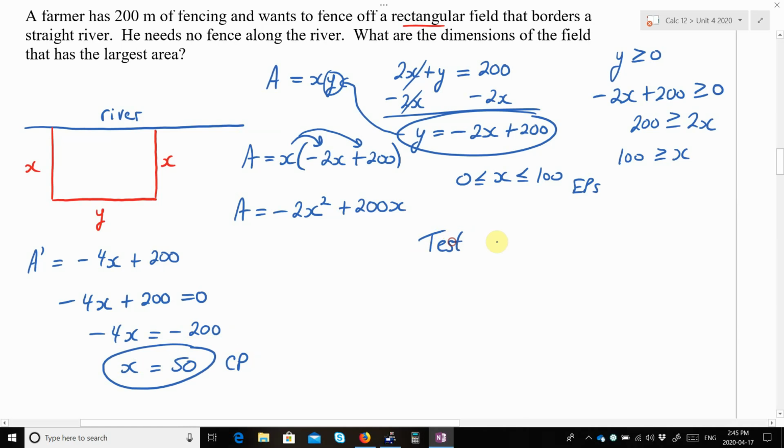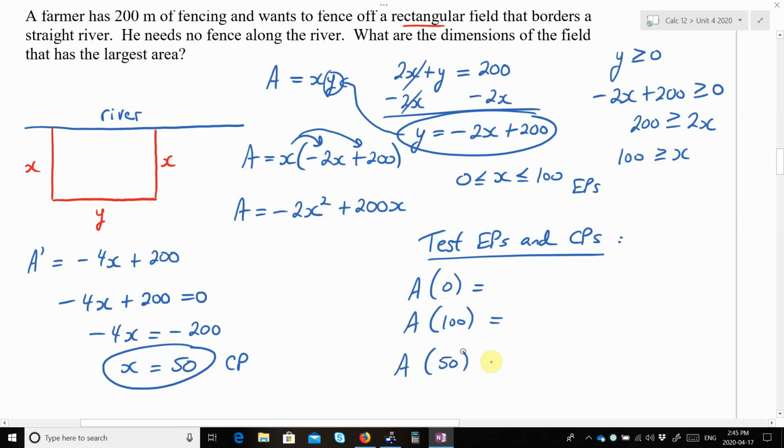So now let's test endpoints and critical points. We're interested in the area when x is 0, interested in the area when x is 100, and interested in the area when x is 50. And again, we will take this 0 and let's plug it in here for x. So you can see we're going to get 0 times 200, so that's going to give an area of 0. And then we'll take the 100 and plug it in here. Negative 2 times 100 is negative 200, plus 200 gives 0 in the bracket, so that's going to give an area of 0. And 50, is this going to give us the largest area?